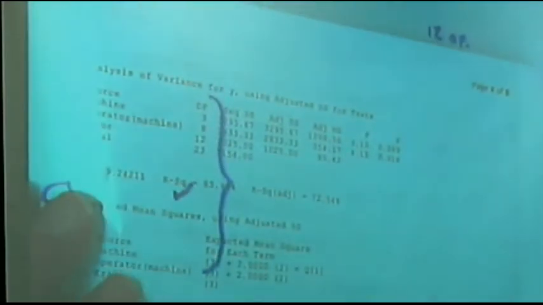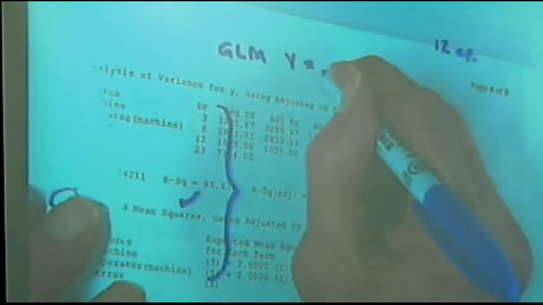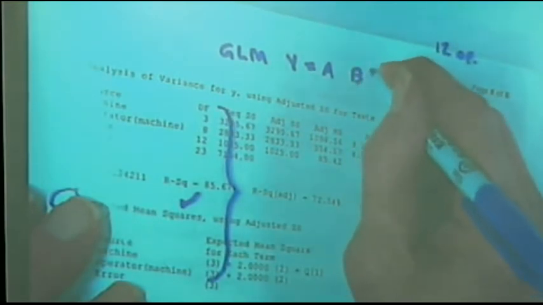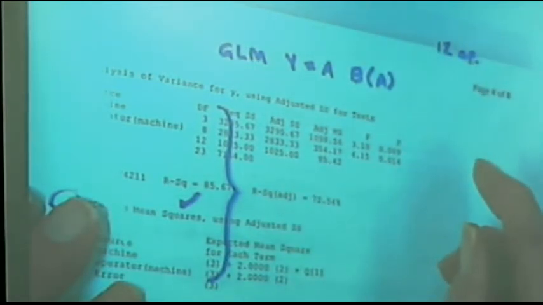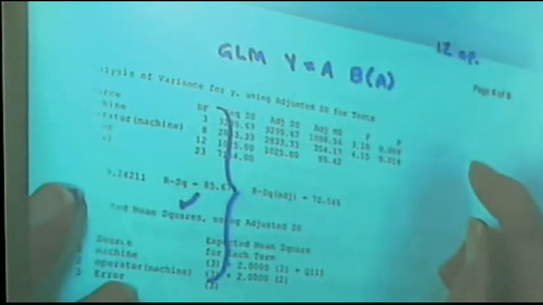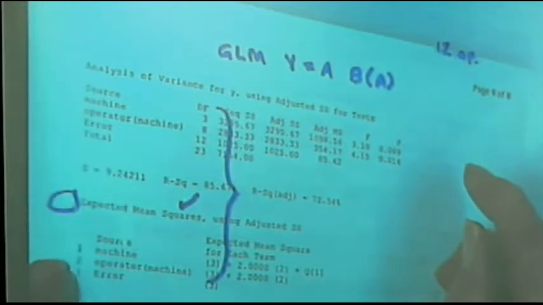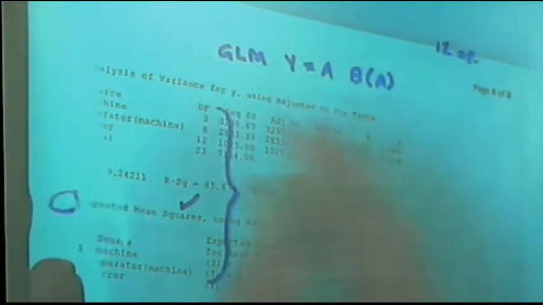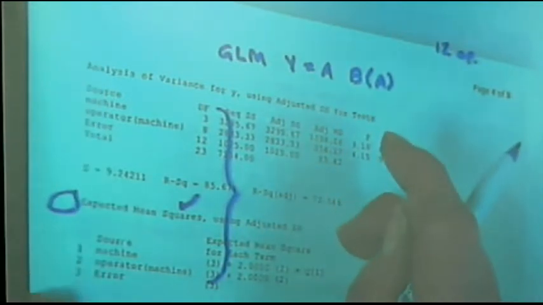Basically, I just used the syntax GLM y equals a space b parenthesis a. If you're typing a line, that's what you type. And A and B are the names of the factors that you're talking about. Now, when I'm using Minitab, I'm often just using the menu, so I have to just check things in the menu to indicate this is the model. So I can do that in the menu as well.